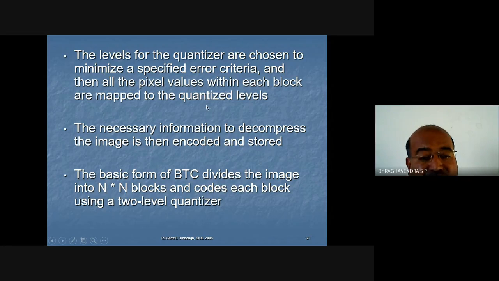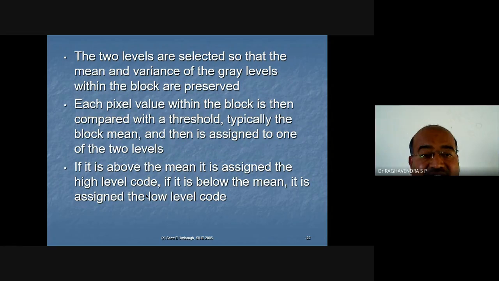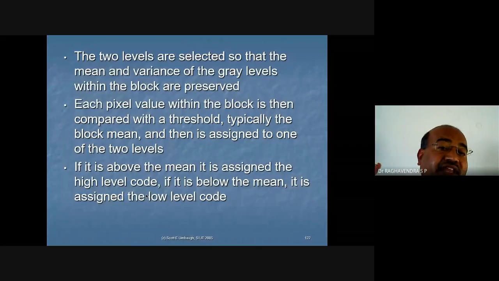Okay, so the basic form of BTC, that is block truncation coding. What does it do? It divides the image into n cross n blocks, that is, n into n different blocks, and codes each block using a 2-level quantization. The 2 levels are selected so that the mean and the variance of the gray levels are preserved. So why do we go for 2-level quantization? In the first level, we find the mean of the given block or sub-image.